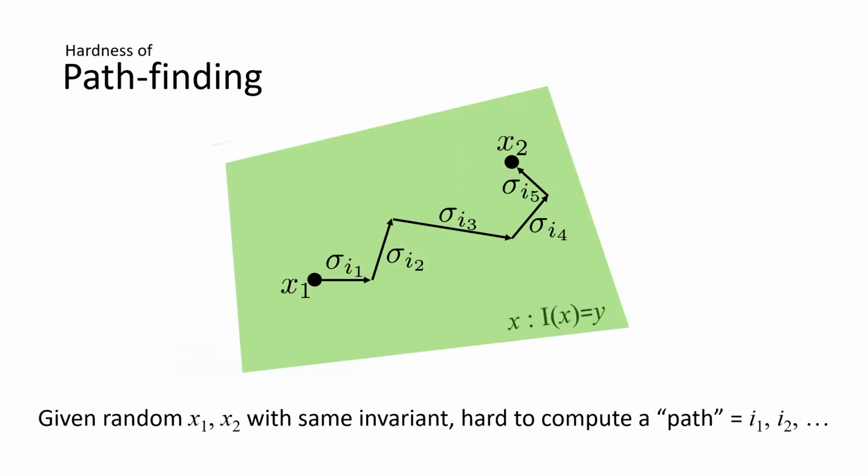So the first computational assumption is the hardness of pathfinding. And that's that given 2 points in the same subset, essentially points that have the same invariant, it's hard to find a path that goes between them. A path here is just a sequence of indices such that the corresponding permutations map from one point to the other. Note that the mixing property means that there are many short paths between every 2 points. And the hardness of pathfinding just means that it's hard to find those short paths.